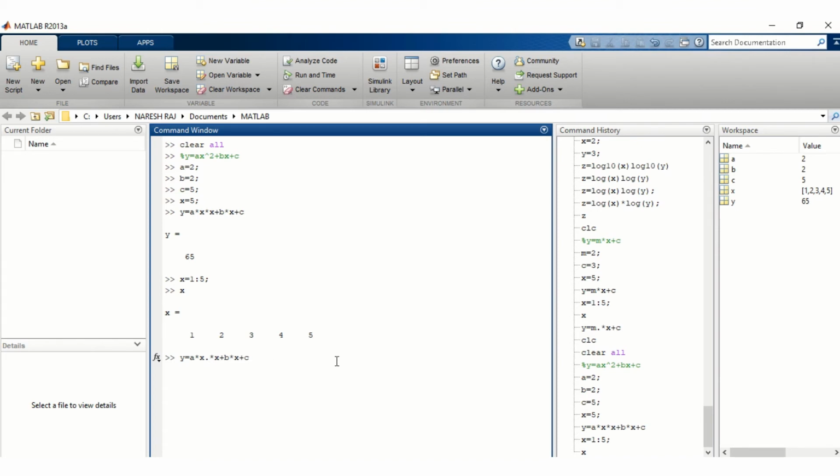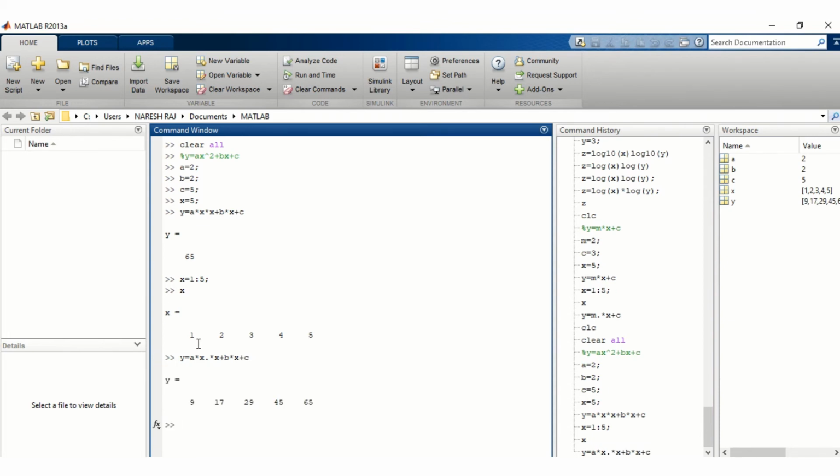Now let's see the answer of this equation. You see that we now have 5 values of x. The result of y, when we put x equal to 1, is 9; for 2 it is 17; for 3, 29; for 4, 45; for 5, 65. When we put the values of x in this equation one by one, we get this result. Next, now we will discuss the next equation.